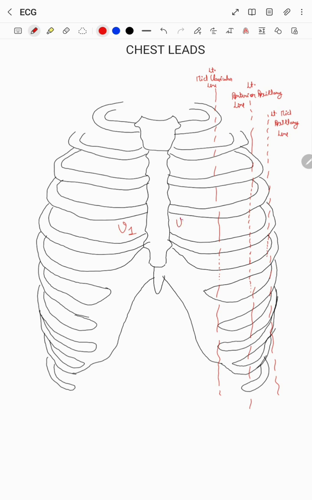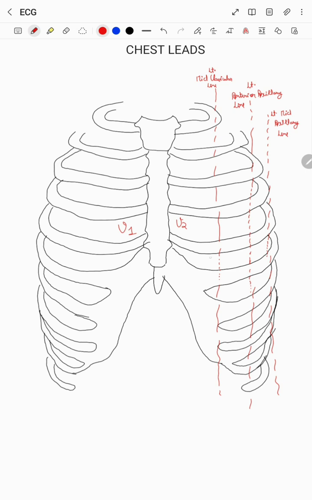V2 is placed adjacent to the sternal border in the left 4th intercostal space. For a while, forget about V3. Focus on these 3 lines I have drawn. The first is the mid-clavicular line on the left side. Then we have the anterior axillary line of the left side, and the third line is the mid-axillary line of the left side.